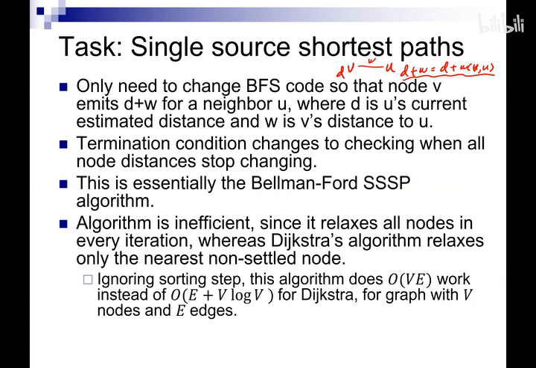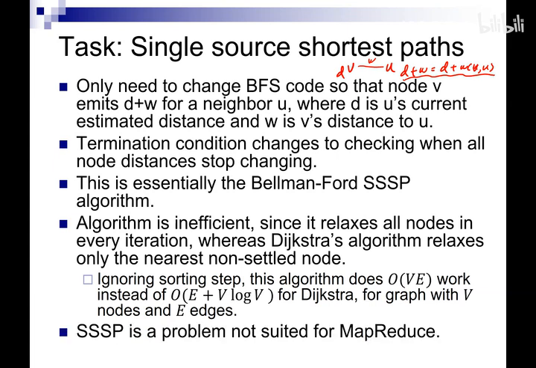In terms of quantifying the inefficiency, this Bellman-Ford type algorithm is going to take order v times e amount of work, where v is the number of vertices and e is the number of edges. Dijkstra's algorithm, on the other hand, is going to take something like e plus v log v amount of work. So if v is not too large, this is doing about v times more work than Dijkstra's algorithm.